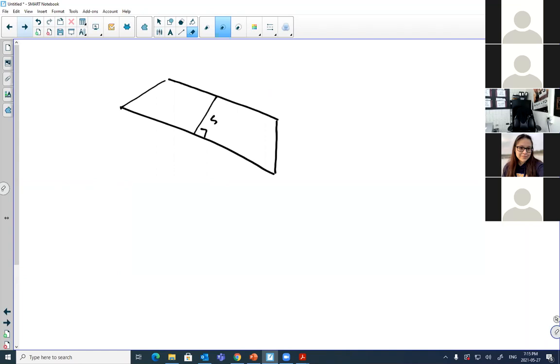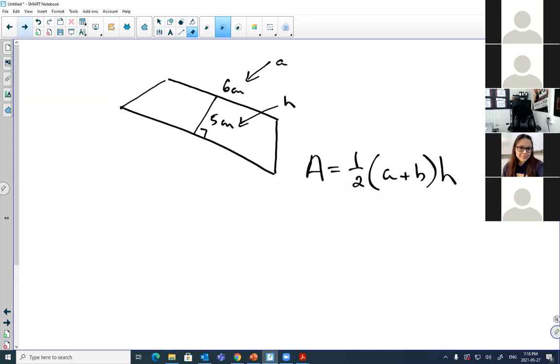Okay, so that's 5 centimeters. That's 6 centimeters. That's your A. This is your H. In the formula, area. We're talking about area first. We haven't got to the volume yet. You have to put 2 formulas together to get the volume. Okay? I need B. I need that length right there. What is it?